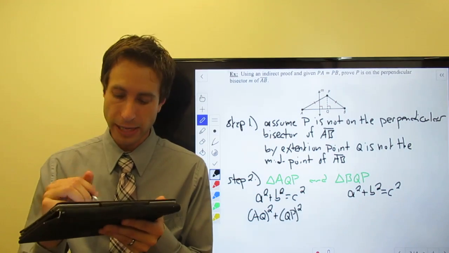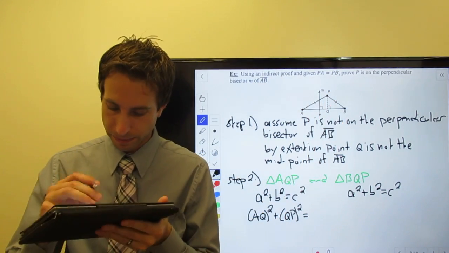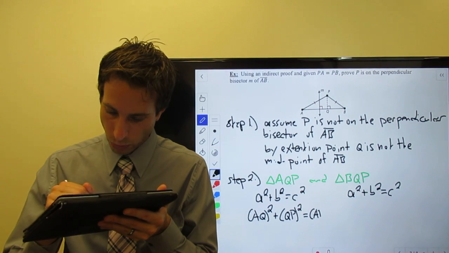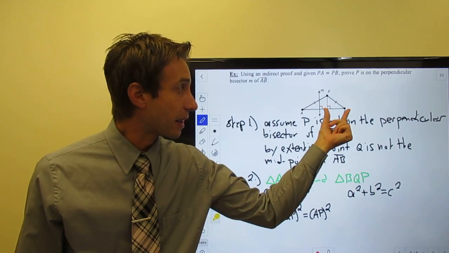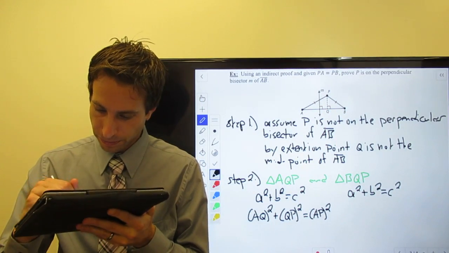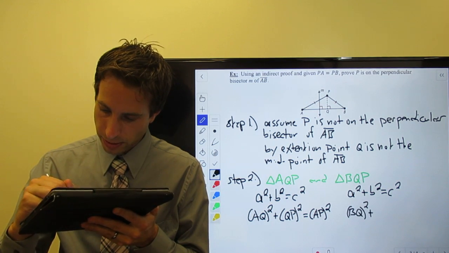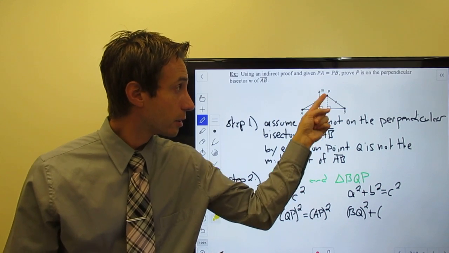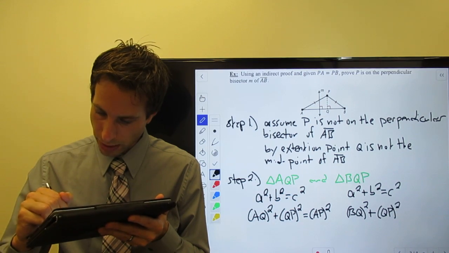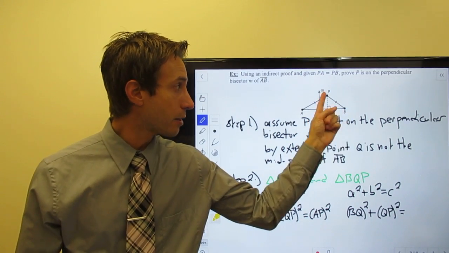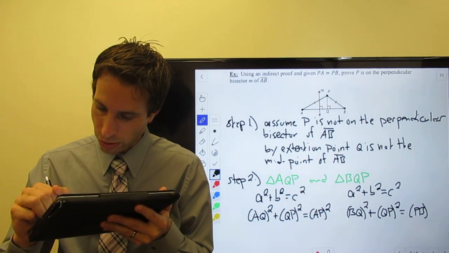And square it, right? The other leg squared. That all has to be equal to my hypotenuse, AP, which I will square. Now, do the other one. Two legs. I have leg BQ, which I will square, plus leg QP, which I will square, which all has to be equal to my hypotenuse, PB, which I will also square.